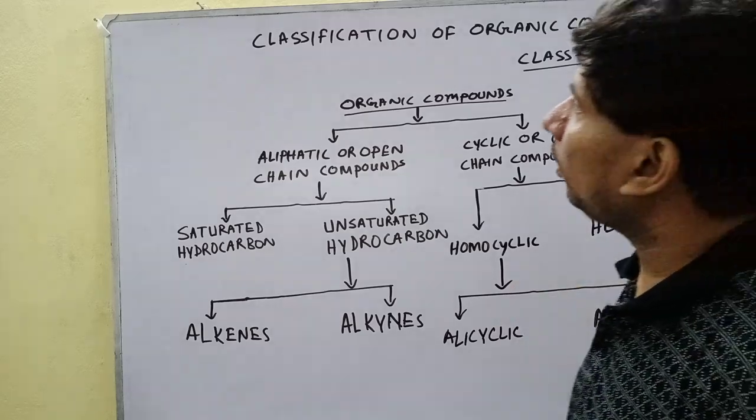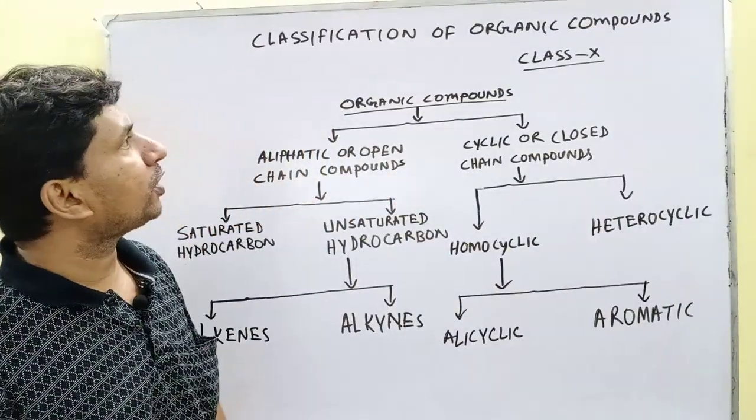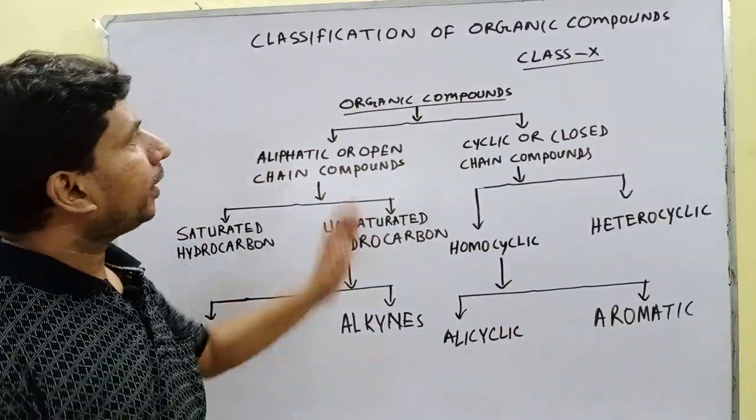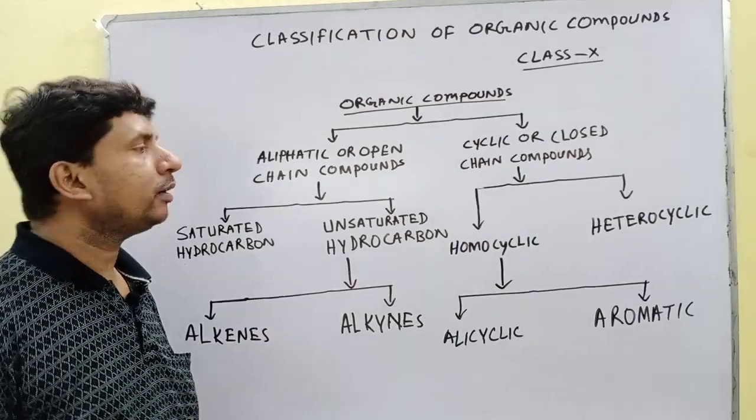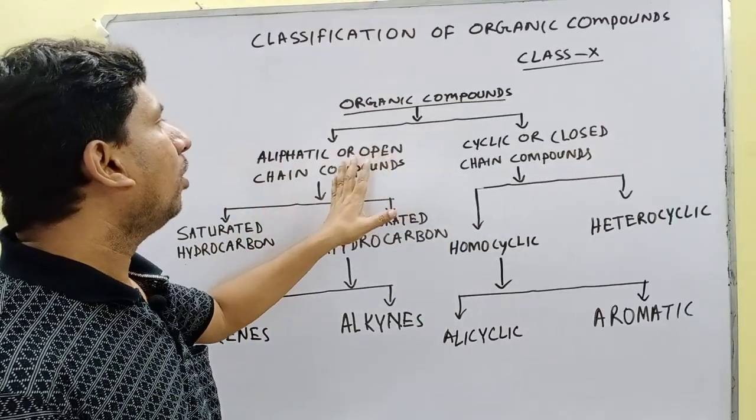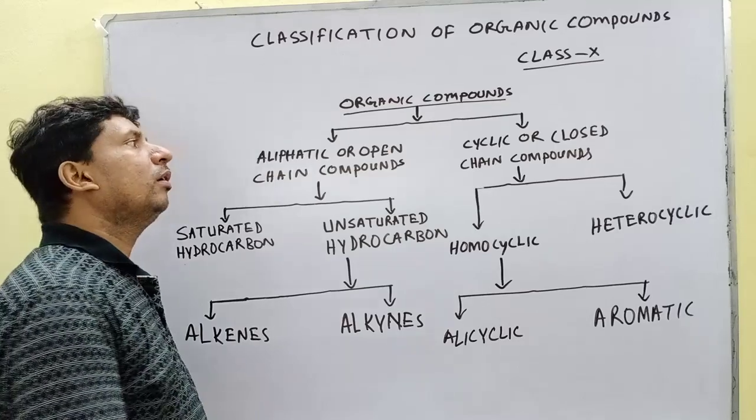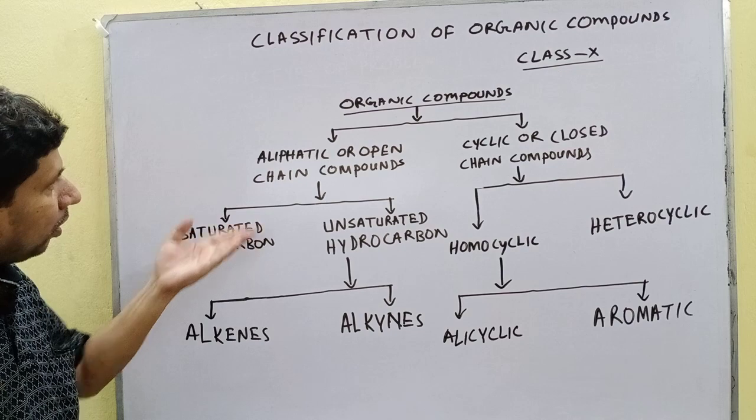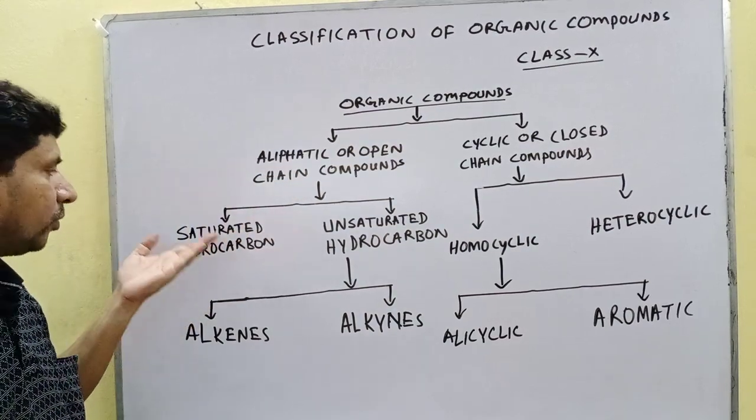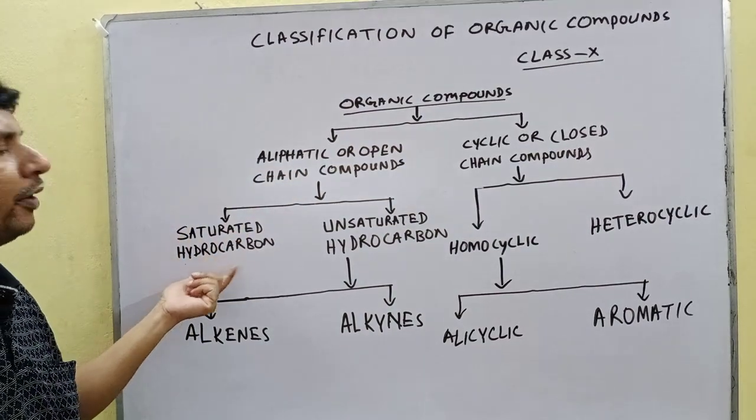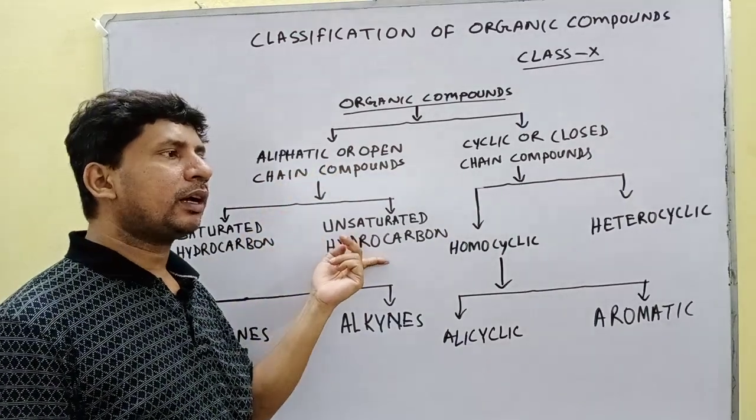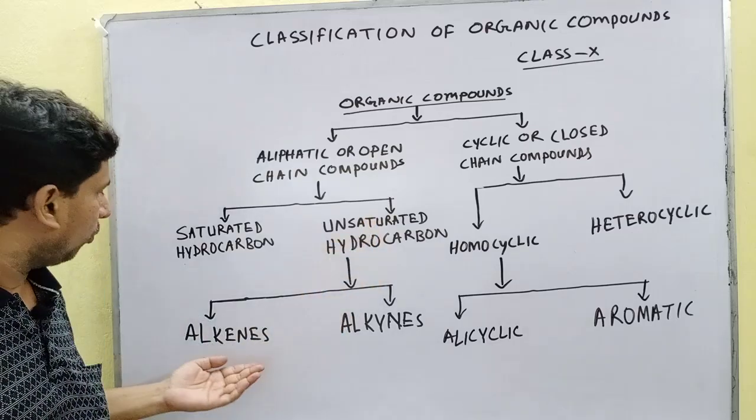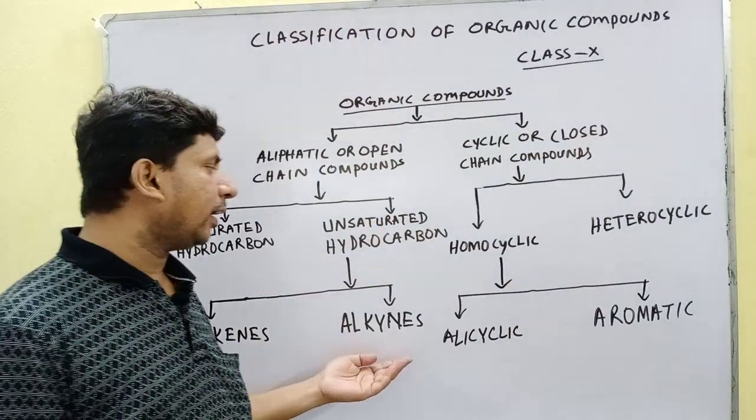Hello friends, in this video I am discussing the classification of organic compounds for the Class 10 ICSE book. Organic compounds may be classified as aliphatic or open chain compounds, and cyclic or closed chain compounds. Aliphatic compounds may be subdivided into saturated hydrocarbons and unsaturated hydrocarbons. Unsaturated hydrocarbons are of two types, one is alkenes and another is alkynes.